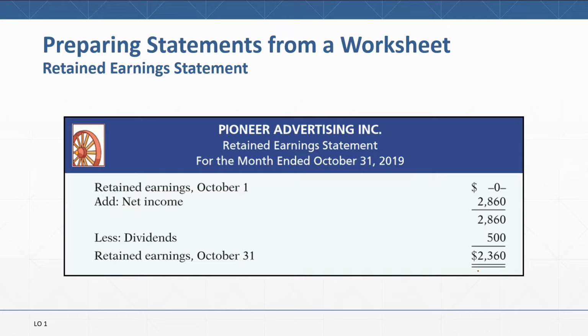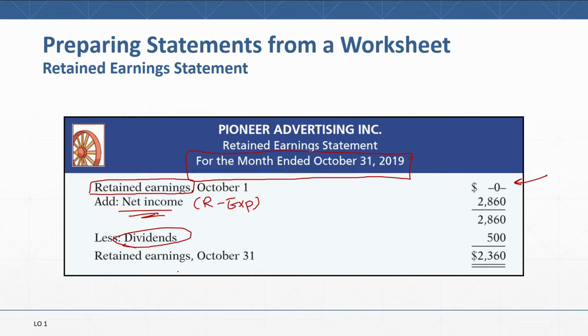You already are familiar with the format of retained earnings statement. This statement also reports a period of time. In this case, again, the same month. We start with the beginning retained earnings. In this case, it is 0 because this is probably the very first month of the operation of this company. And then we add net income, revenue minus expenses, and we deduct dividends.